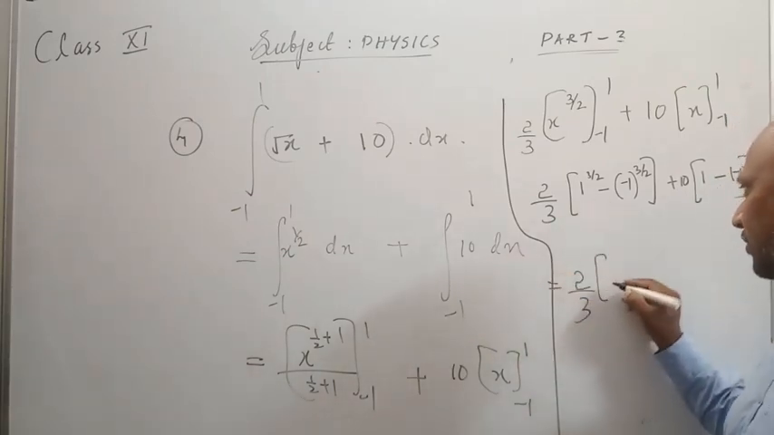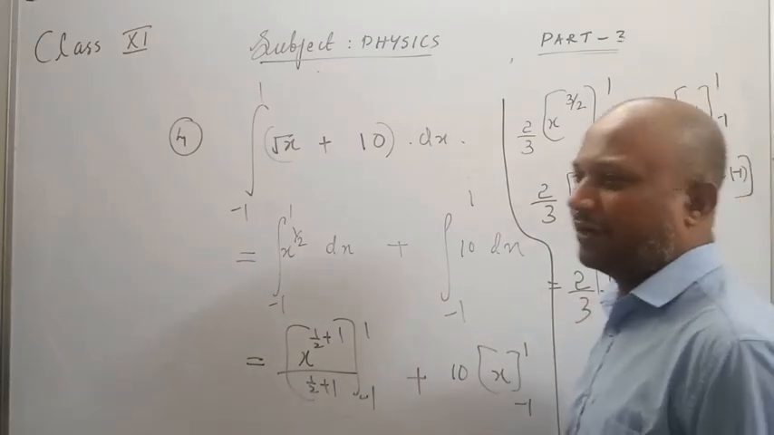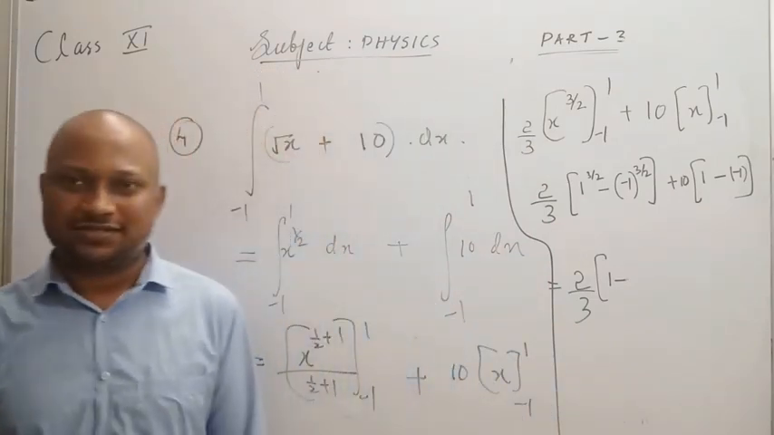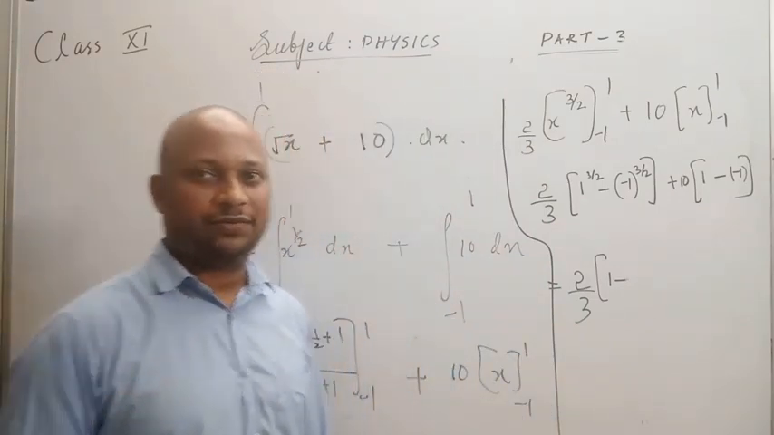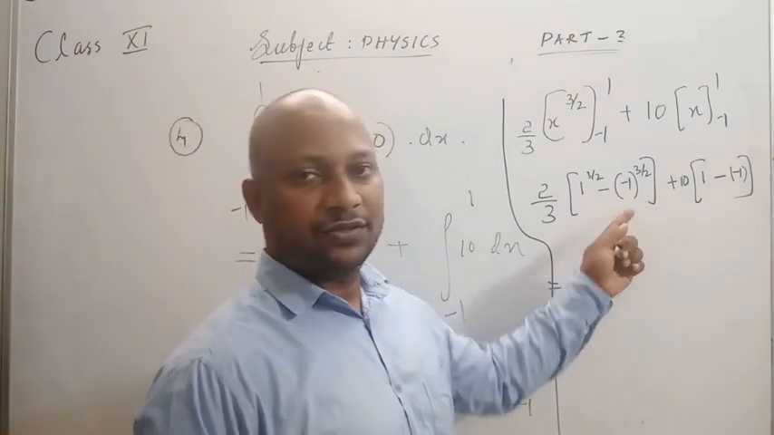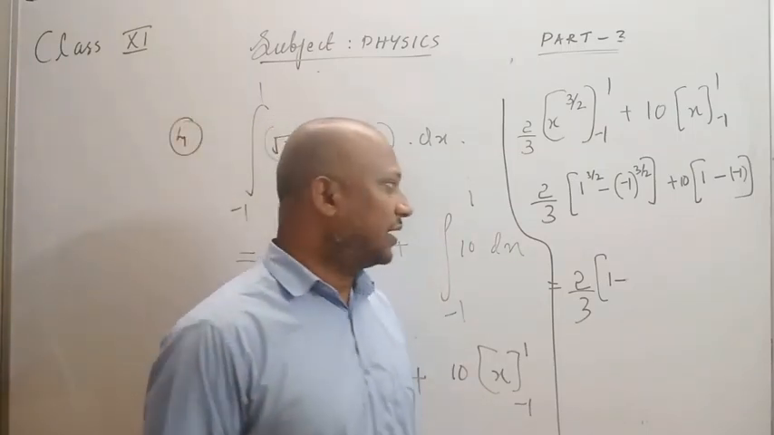1 का कोई भी पावर 1 होता है, लेकिन minus 1 की power 3 by 2. So there is a problem with this. Minus 1 to the power 3 by 2. So here you are getting an imaginary number.